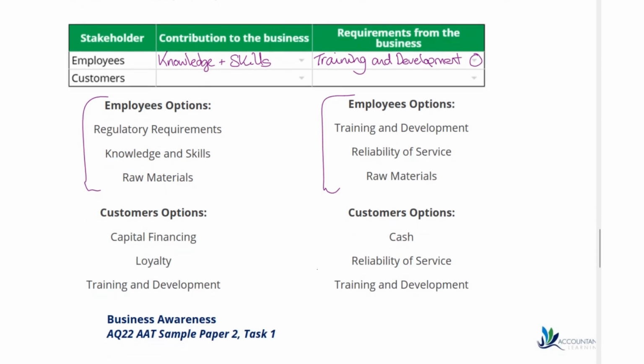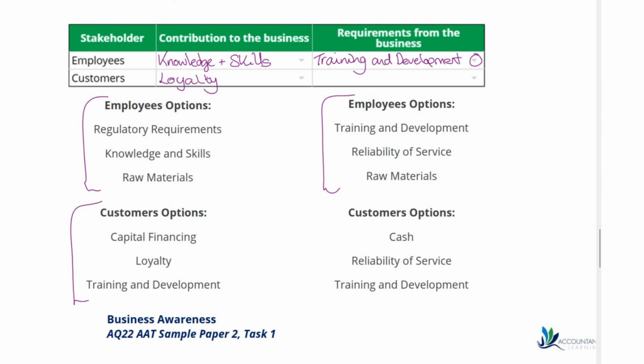Now looking at customers then. So customers' contribution to the business. So we've got these options at the bottom here. So what will customers bring to a business? What can they contribute to a business? Well, ultimately it's going to be their loyalty, because they are the customers that are going to be buying our products. So if they can provide loyalty to us, then we can have a secure income stream and therefore profit.